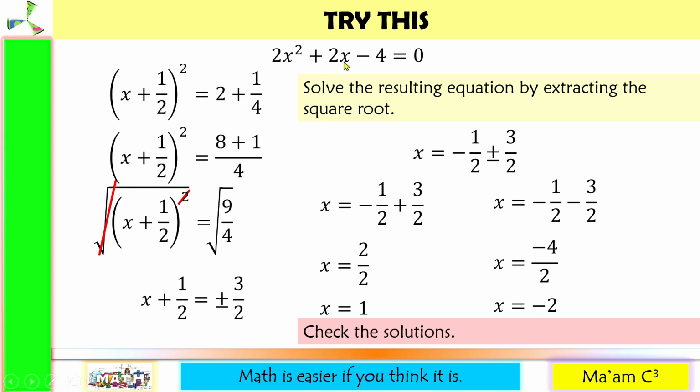If this is 1, 2 times 1 is 2. So we have another 2 here. So 2 plus 2 is 4, and 4 minus 4 is equal to 0.